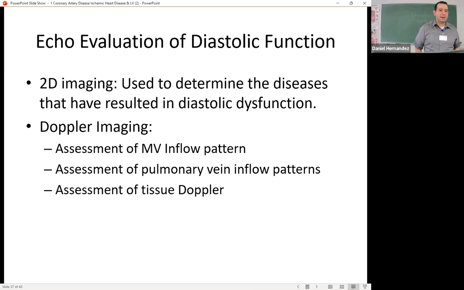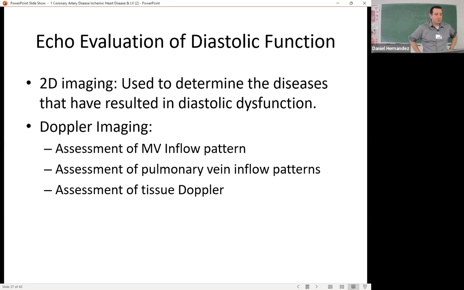Those E waves and A waves represent different periods during our diastolic flow cycle. Our E wave represents our early rapid filling, and our A wave represents that atrial contraction, or atrial kick. The other Doppler waveforms that we're going to obtain are our pulmonary vein inflow patterns, as well as our tissue Doppler. This is going to be our tissue Doppler of our mitral annulus.